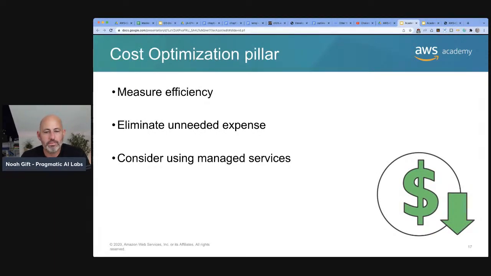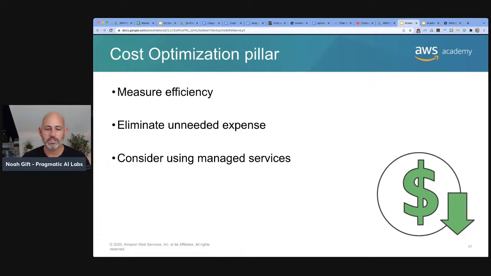Cost optimization pillar, this would be measuring efficiency, eliminating unneeded expenses, consider using managed services. This is really a classic anti-pattern that I've seen in the Bay Area is organizations start using AWS and they don't do it efficiently because they're not following the principles of a well-architected framework.